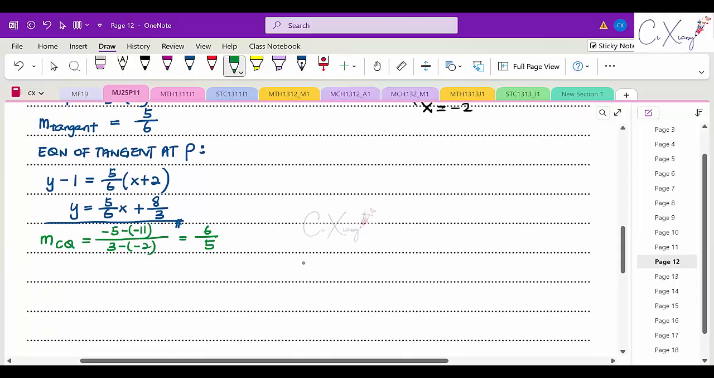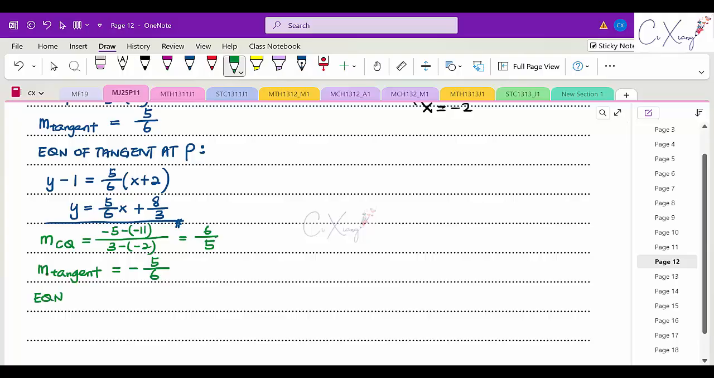Then after that, what is the gradient of the tangent at the point Q? You know, the gradient of CQ multiplied with the gradient of the tangent should be equal to negative 1, because they are perpendicular to each other. Therefore, the gradient for this one should be negative 5 over 6. Then continue, you can find out the equation of the tangent at Q.